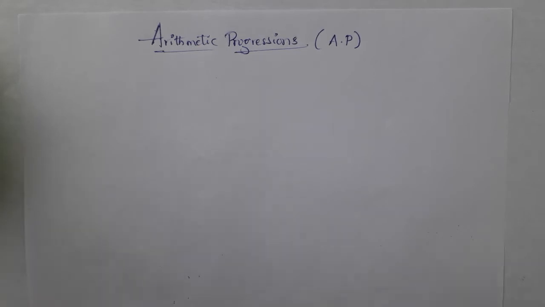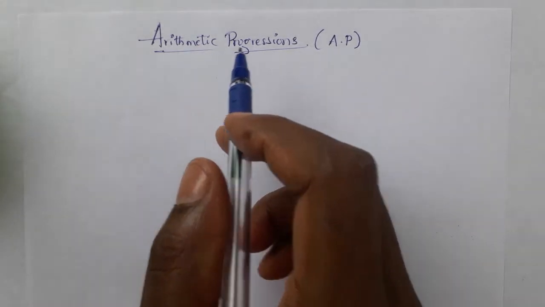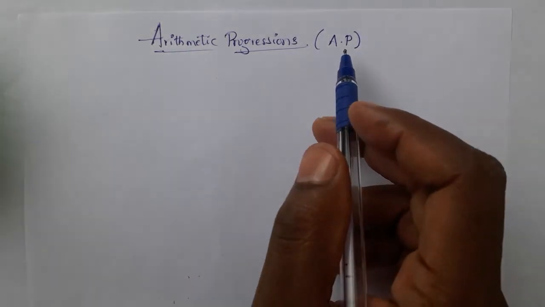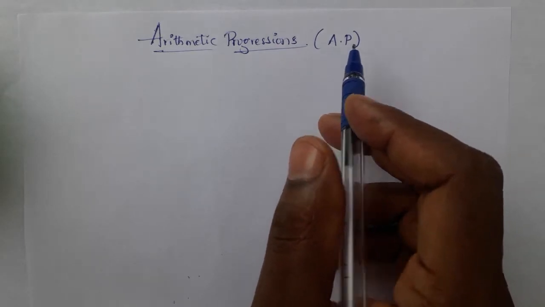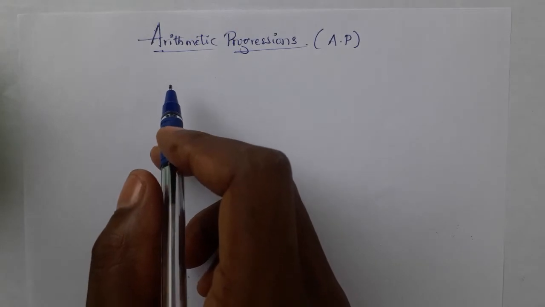My name is Vishwanath. Today's class is about arithmetic progression. It is abbreviated by AP. AP means arithmetic progression. This is part 3 of arithmetic progression.